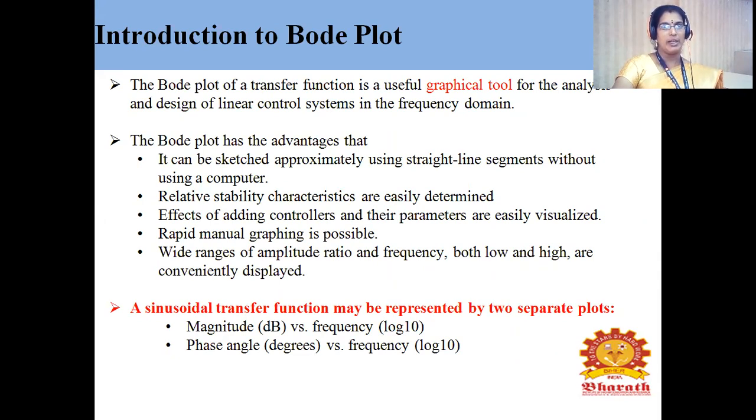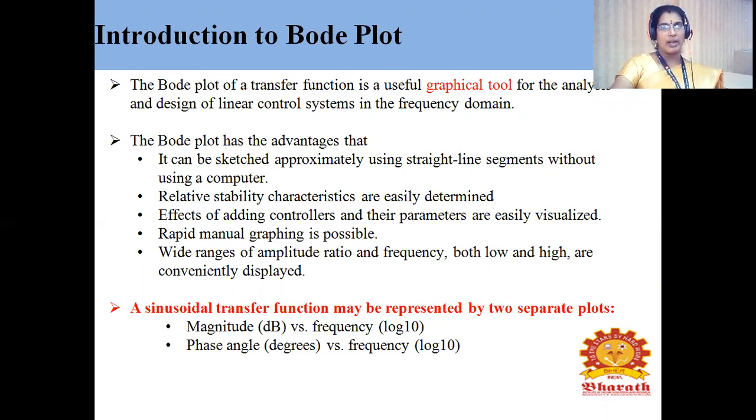The second one is that relative stability characteristics are easily determined. The third one is that the effects of adding controllers and their parameters are easily visualized. Whatever controllers we want to change, we can change, and we can see the processing happening inside the controllers, and rapid manual graphing is possible. And the last point is that a wide range of amplitude ratio and frequency, both low and high, are conveniently displayed. These are the 5 points highlighted for obtaining the response using the Bode plot in frequency domain.